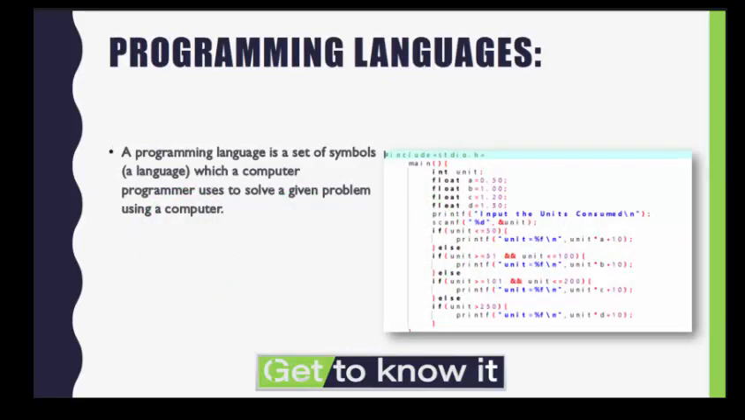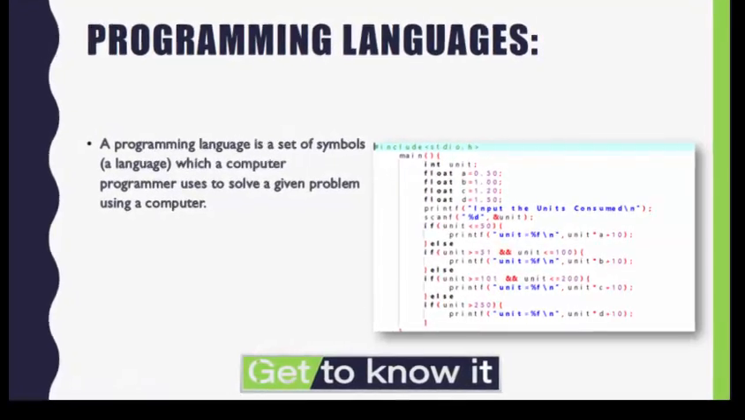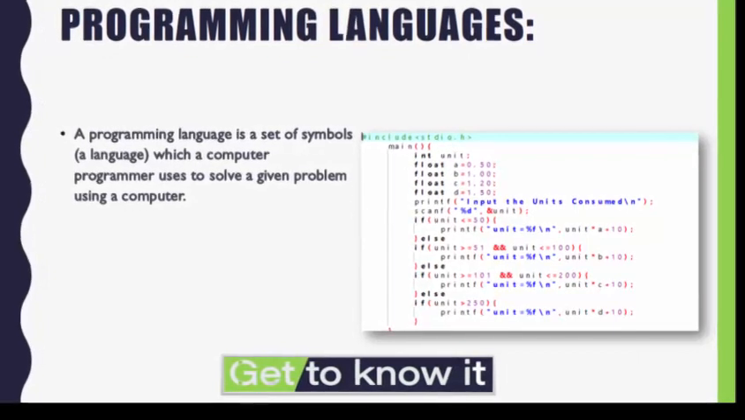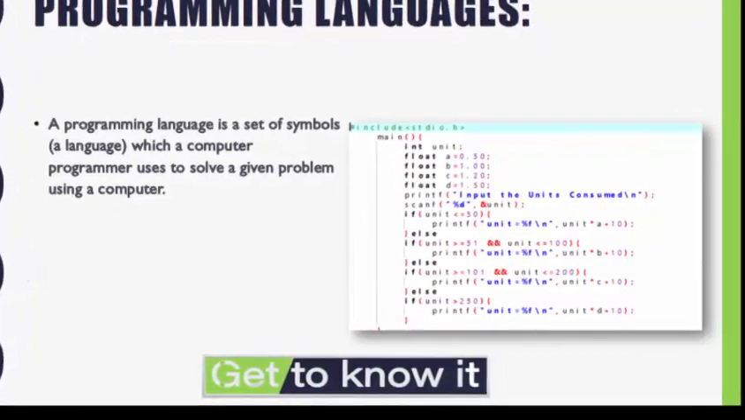Programming languages. For one to get any program, he or she must program it. And for you to program, you need to use specific languages. So what is a programming language? A programming language is a set of symbols which a computer programmer uses to solve a given problem using a computer. The computer must be able to translate these instructions into machine-readable form when arranged in a particular sequence or order.